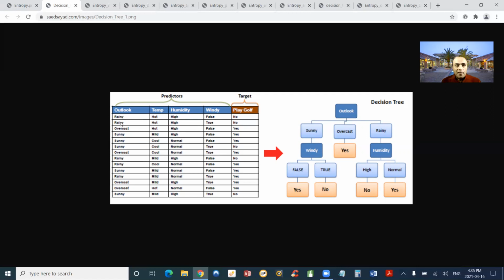Now, if it is sunny, though, if you take a look at sunny and windy, false. It's not happening. It's not windy. Sunny, windy, false. You got yes, yes.